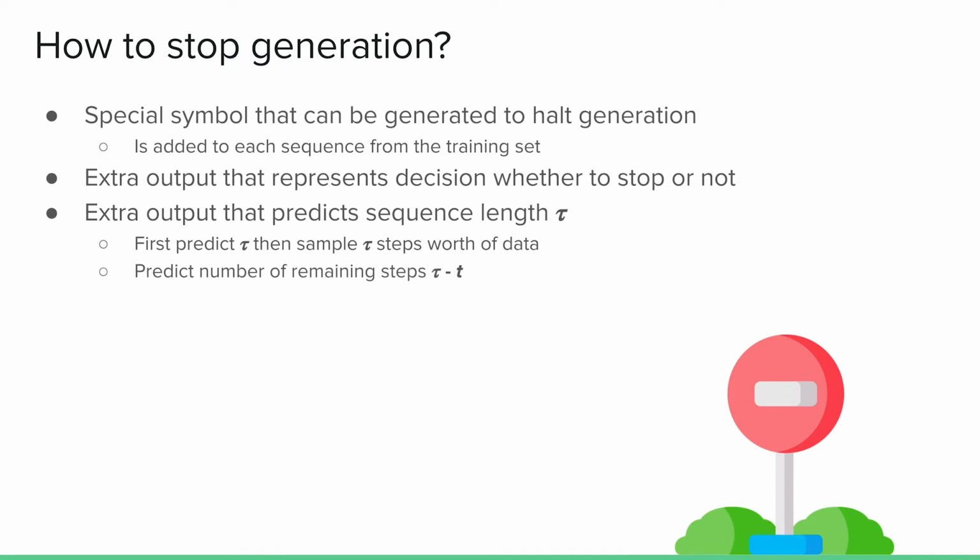Or we can do something quite similar, where we predict the number of remaining steps along our actual output. So at each step we say there are 3 more steps, 2 more steps, 1 more step, no more step, and then we also stop when this output says please stop.